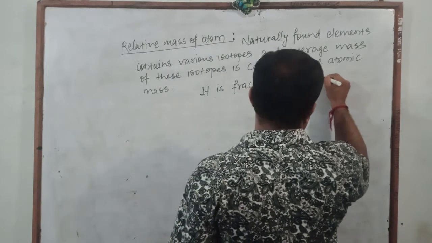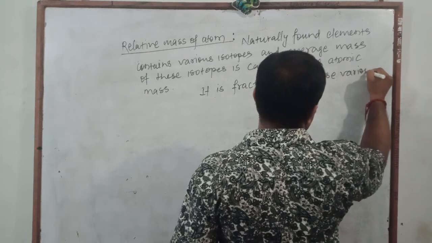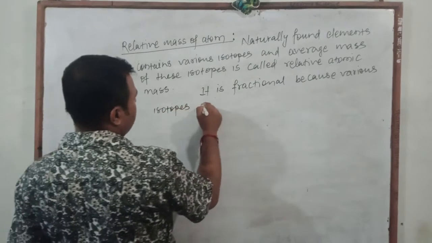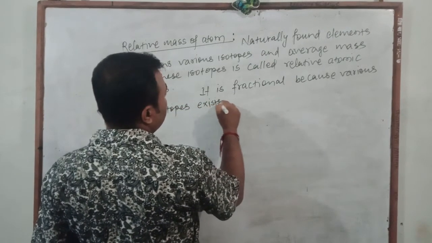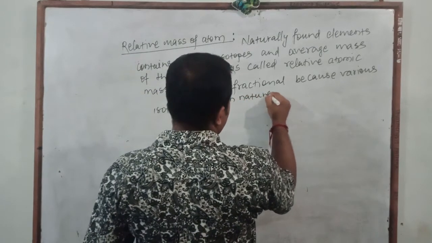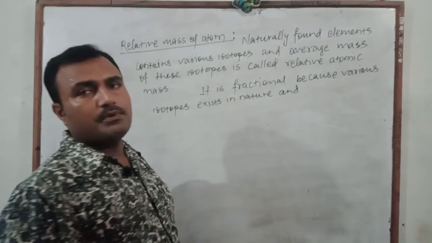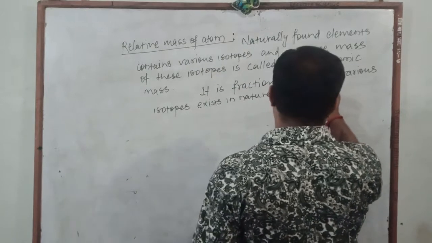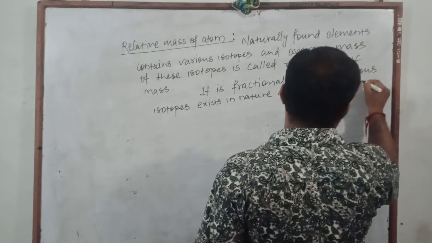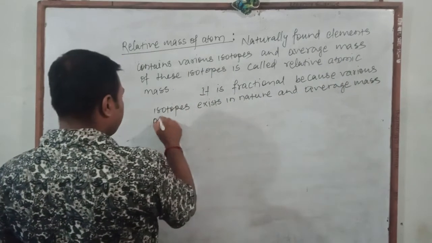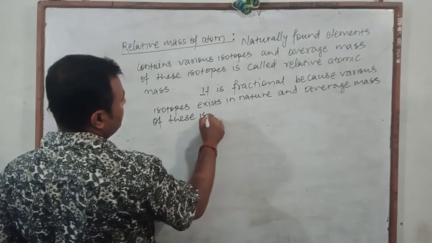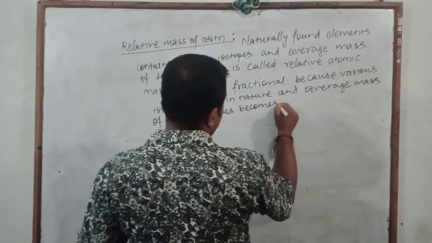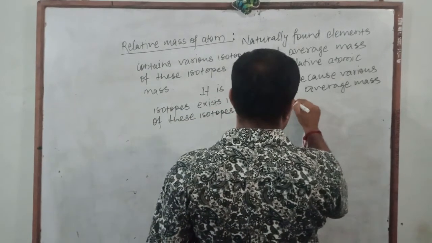because various isotopes exist in nature, and the average value of the mass of these isotopes becomes fractional, or the average mass of these isotopes becomes fractional.